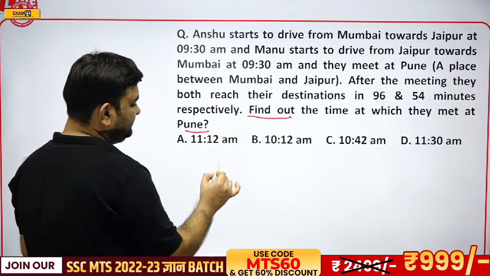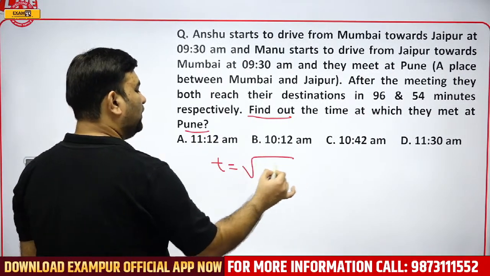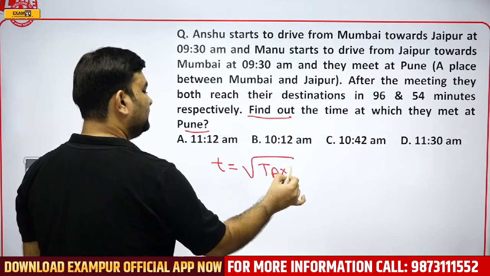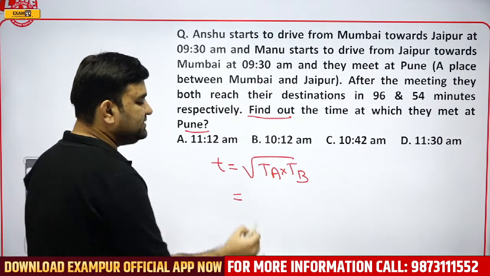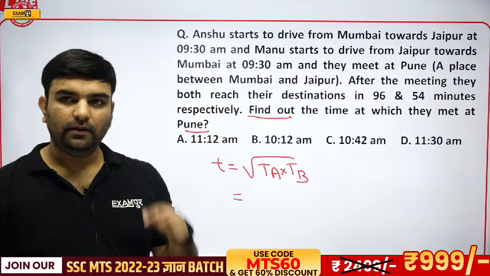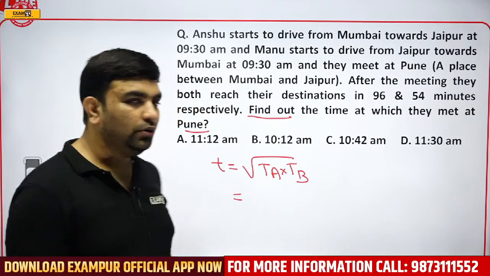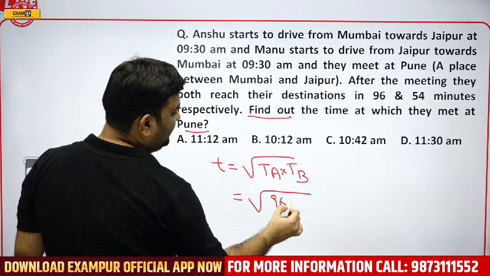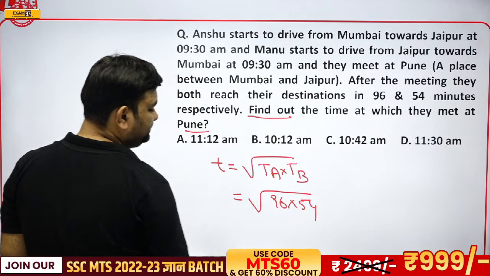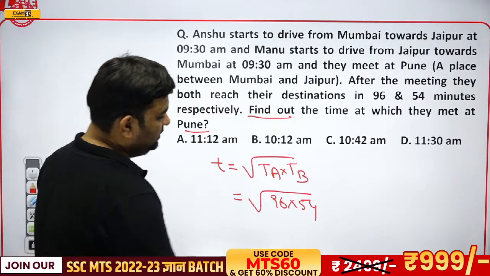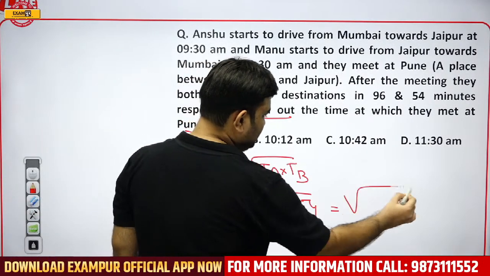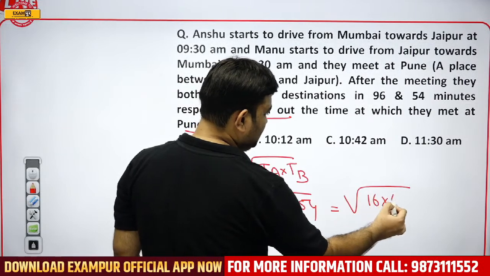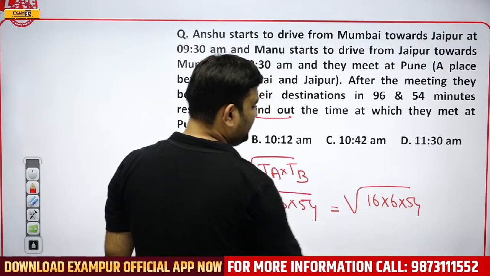The time taken to meet is under root of TA into TB. So 96 into 54. Break into perfect squares: 16 into 6 into 54.